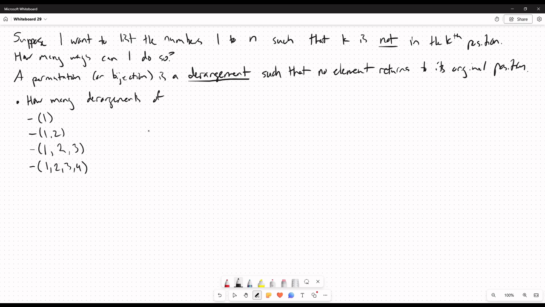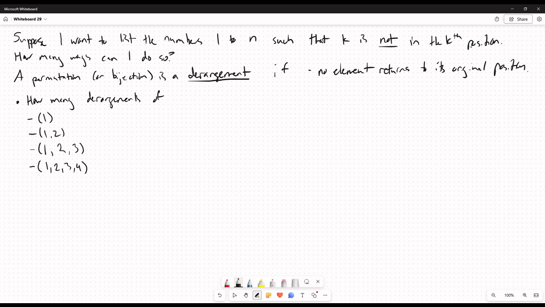In this video, we're going to look at a concept called derangements. Suppose that I want to list the numbers from 1 to n such that the number k is not in the kth position for any value k. How many ways can I do so? This is an example of a general idea called a derangement. A permutation, or bijection, is called a derangement if no element returns to its original position.